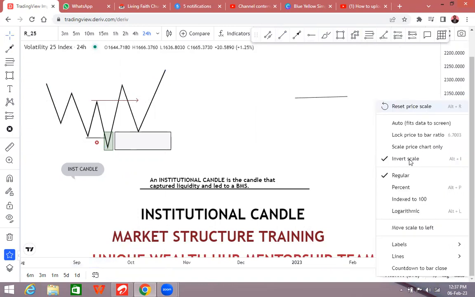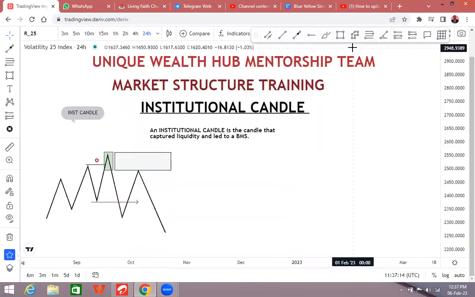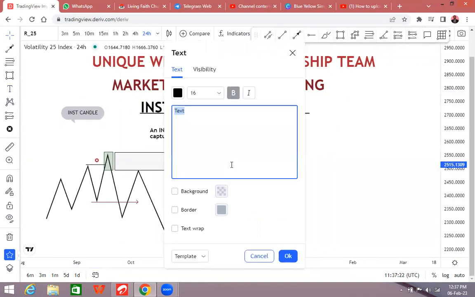So let me go back. We're going to go to the chart, but before we do that, let me write this. Often than not, with institutional candles, price comes back to mitigate, let's say either the open, that's what I want to say, the open, or 50% of the institutional candle.